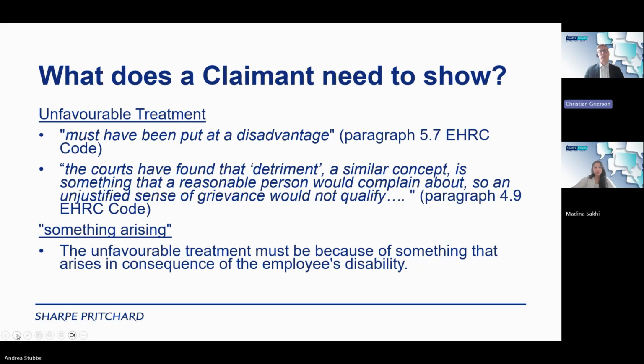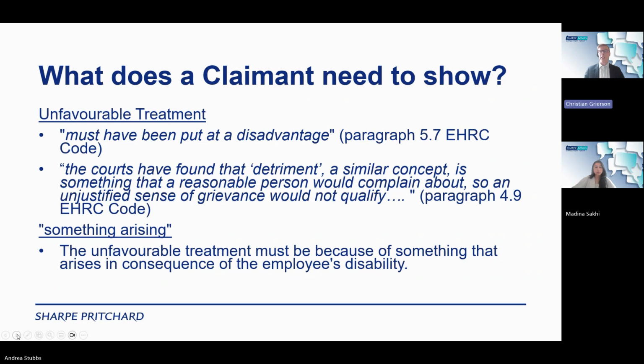The code also goes on to say, the courts have found that a detriment, a similar concept, is something that a reasonable person would complain about, so an unjustified sense of grievance would not qualify. So there is some assistance for employers where a claimant is raising things that become too unreasonable, that may not be fairly regarded as a detriment. However, I should stress that applying this common sense approach, there is a relatively low threshold.